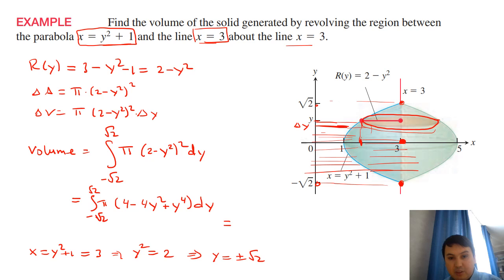Well, if you integrate, here we get pi times 4y minus 4y cubed over 3 plus y to the 5 divided by 5, evaluated from minus radical 2 to radical 2. Right, so I'm not going to evaluate it, I'll leave it as an exercise if you want to try and find the volume. It needs to be positive, right?